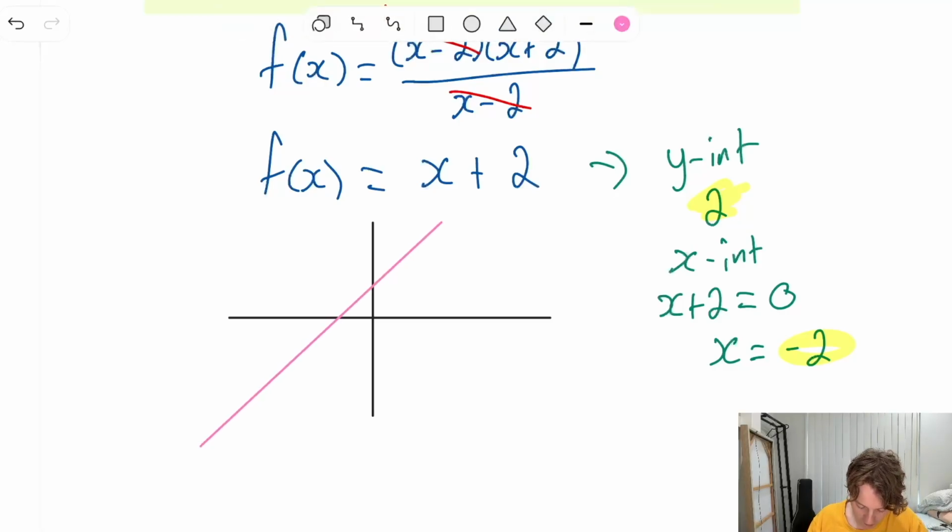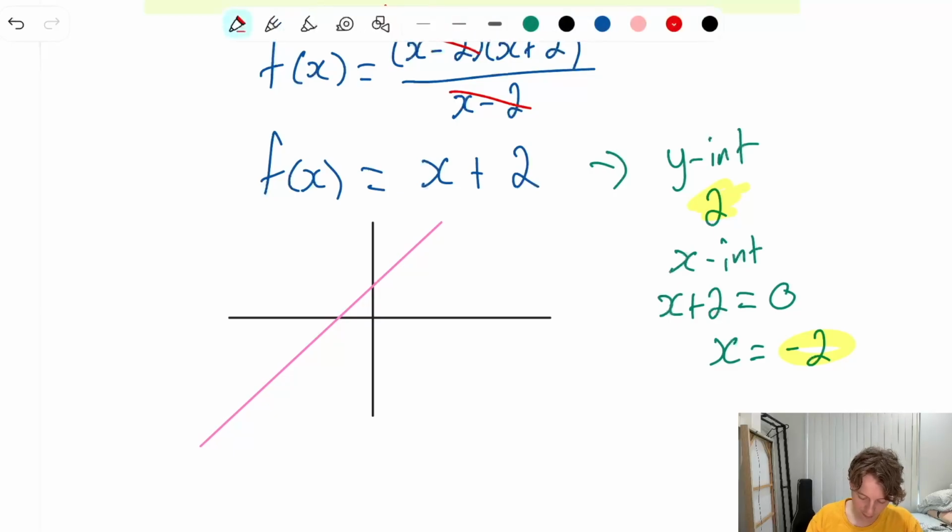So if I draw myself my straight line, something like this, and I can label my points, here is going to be 2, here is going to be negative 2, and I have myself my straight line. I've labeled my x and y intercepts. I should label my axes too, right? Let's make the whole thing official. And I guess the final step normally is to write out my equation, okay?